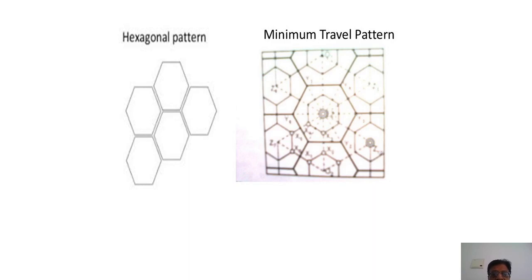Hexagonal pattern and minimum travel pattern. Okay, you only need to know about the sketches, right? So in the hexagonal pattern, the roads will be in this form, and then the minimum travel pattern.